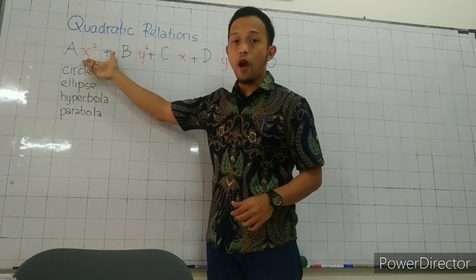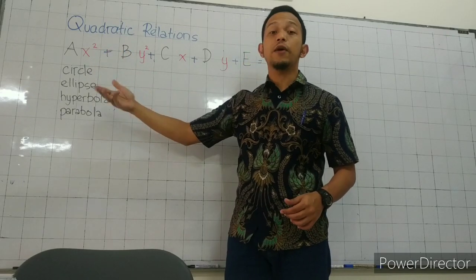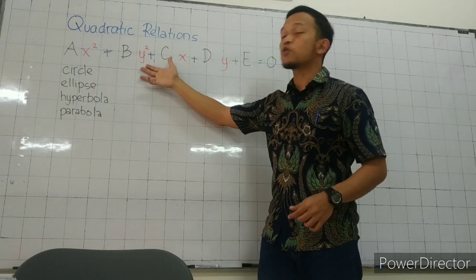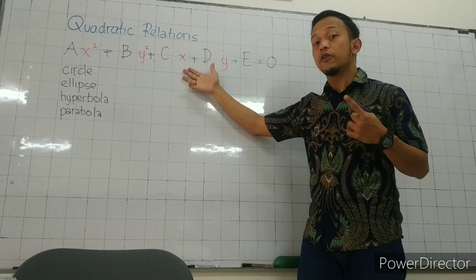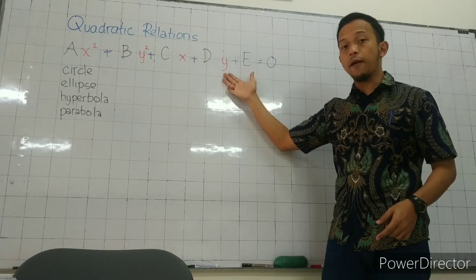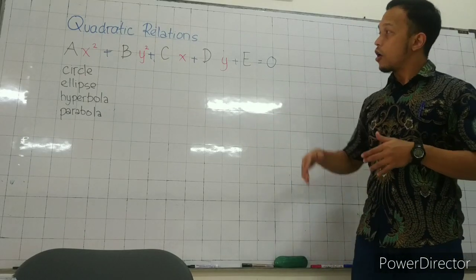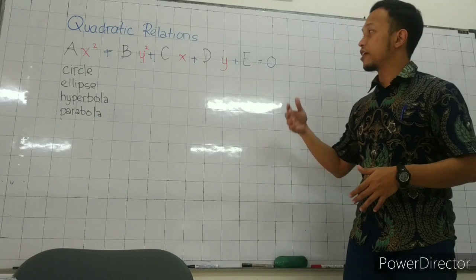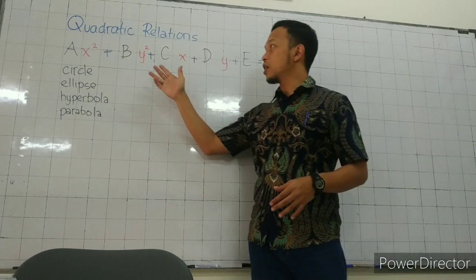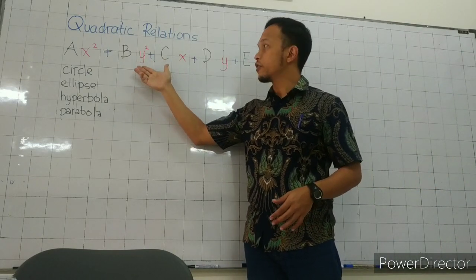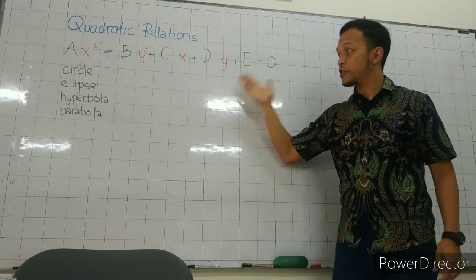Okay, so let's discuss whether this relation contains quadratic polynomials. The first term, ax squared, contains two variables. Why? Because x squared represents x times x. There are 2 x's. The second term also has two variables, 2 y's. The third term is only one variable. The fourth term is only one variable. And the last term, we don't have any variables. Equals 0. It doesn't matter if a polynomial contains terms which have fewer than 2 variables, as long as at least one of the terms contains two variables. So we have a quadratic polynomial.